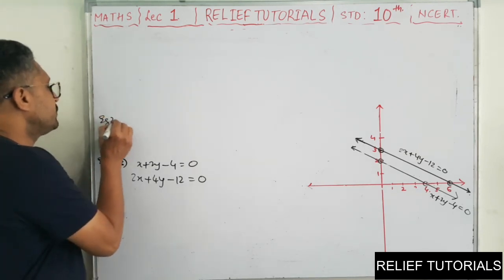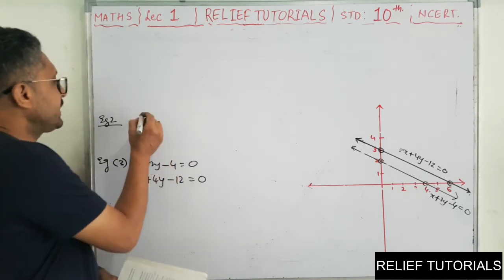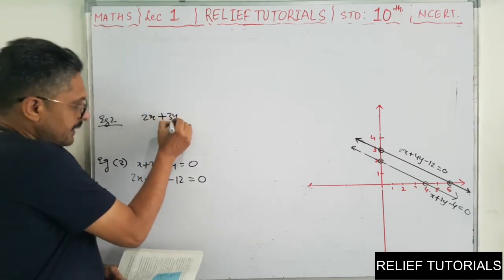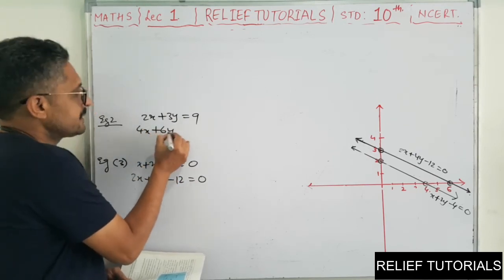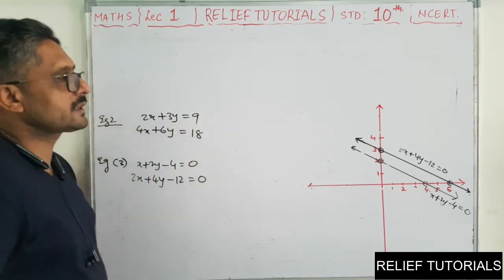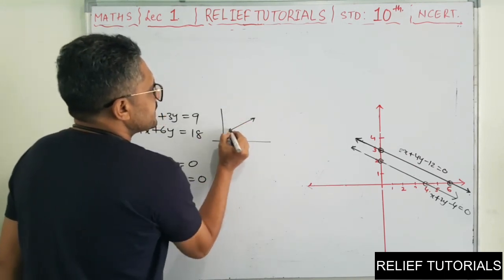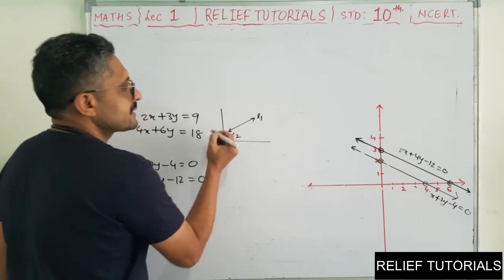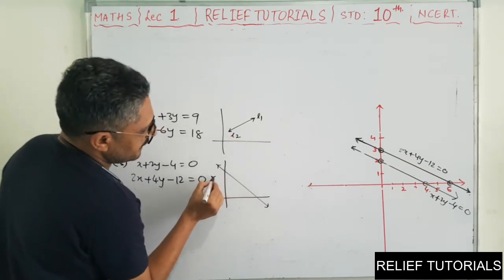Now in example 2, what did we obtain? In example 2, two lines were obtained: 2x plus 3y is equal to 9 and 4x plus 6y is equal to 18. In this case, what graph did you get? The graph was L1 and L2. This was the case.